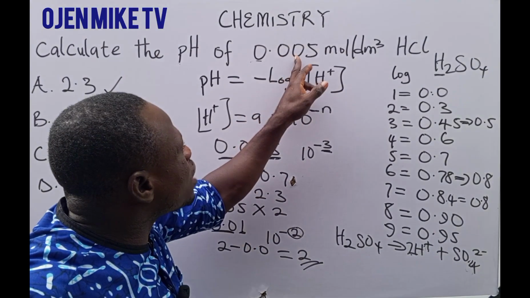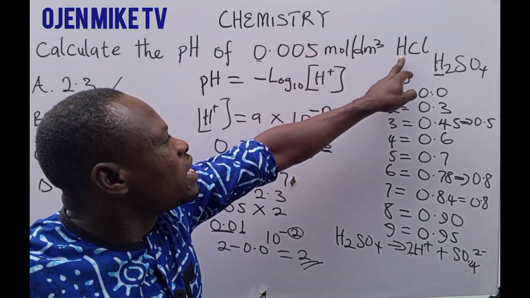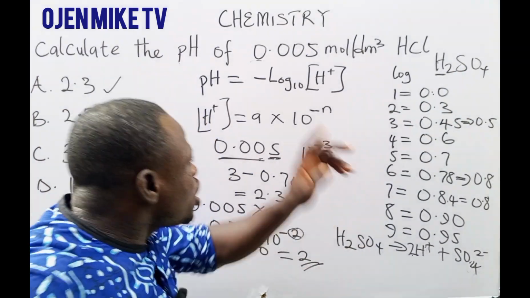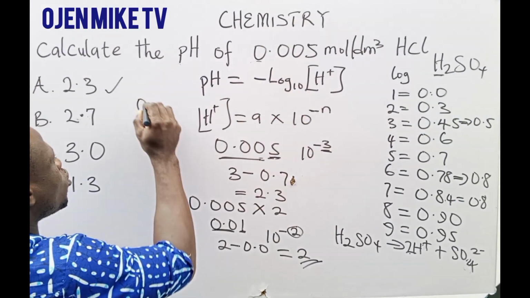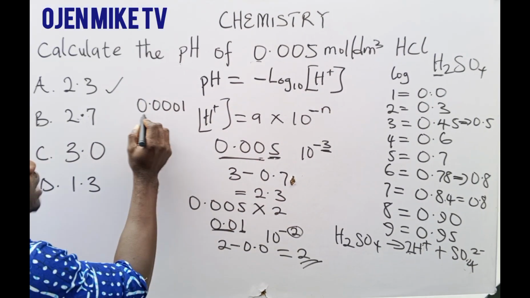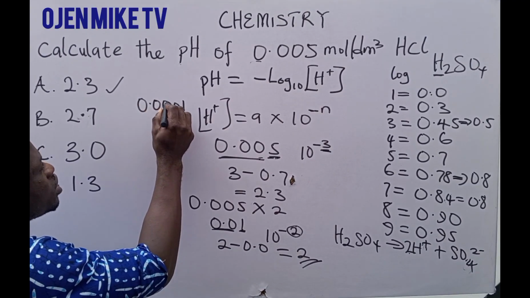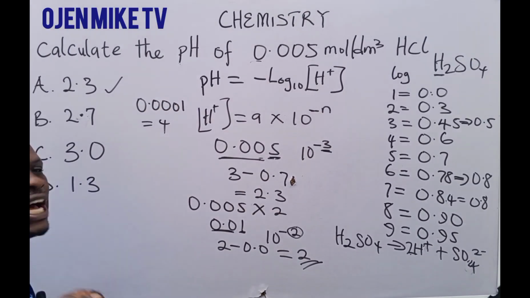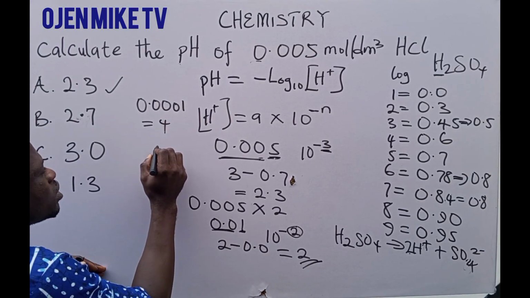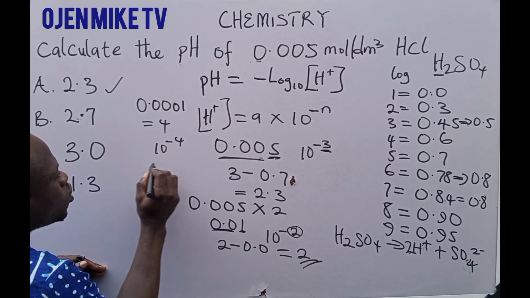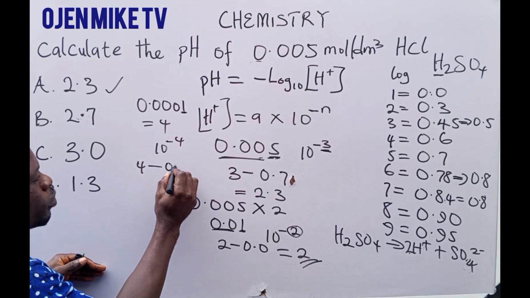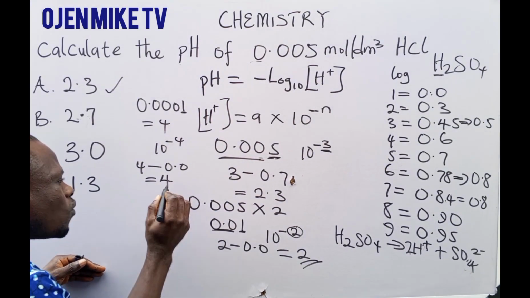So the pH of 0.005 of this is just 2. Do you understand? If you are given 0.0001, what do I have to do? Look at how many zeros are here: 1, 2, 3, 4. So it is equal to 4. The answer is 4. What does it mean? This one is 10 raised to power minus 4. So 4 minus log 1, which is 0.0, is equal to 4.